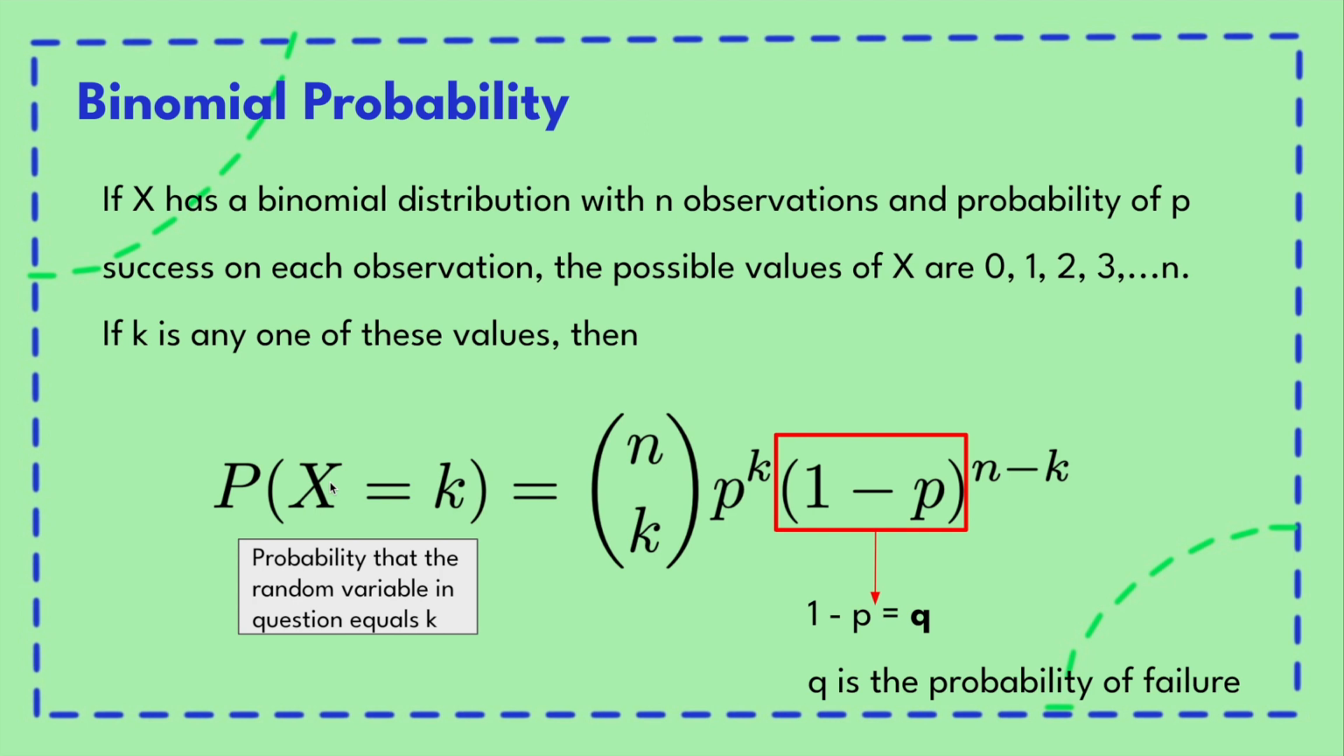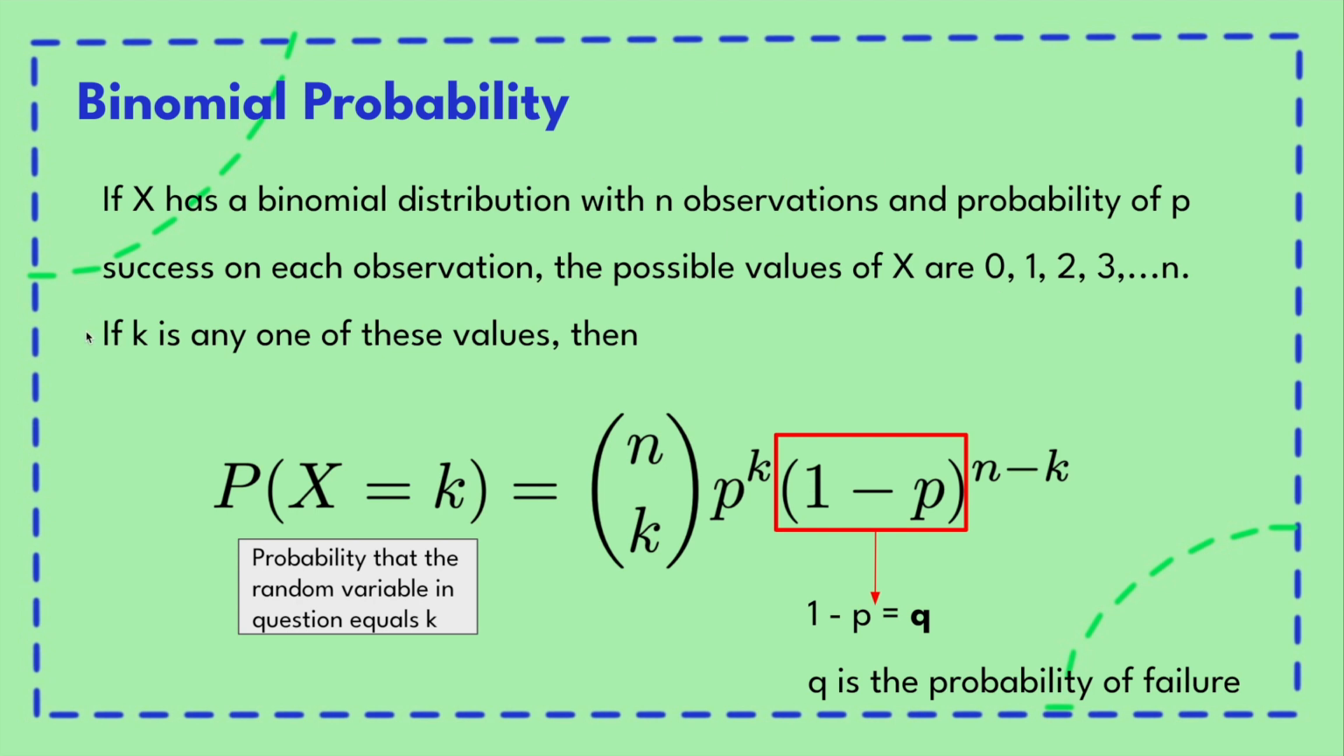Now let's look at binomial probability. This is also a formula that you do not need to memorize for the AP Statistics exam because we will be using our calculator to help us with these kinds of problems. But anyway, here, if X has a binomial distribution with n observations and a probability of p success on each observation, the possible values of X are 0, 1, 2, 3, up to n. And this is probably important to just know conceptually. It might come up on the exam, like what are the possible values of a binomial variable? It's from 0 to n, where n is going to be your number of observations, your number of trials.